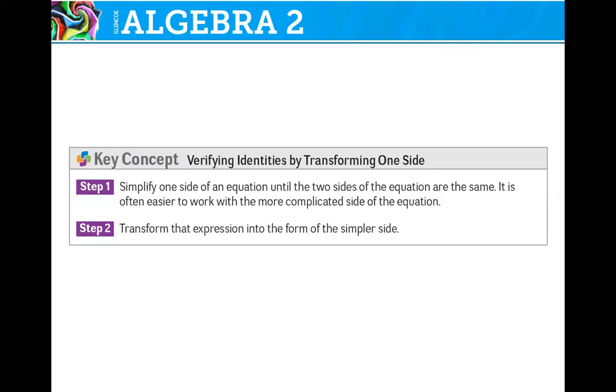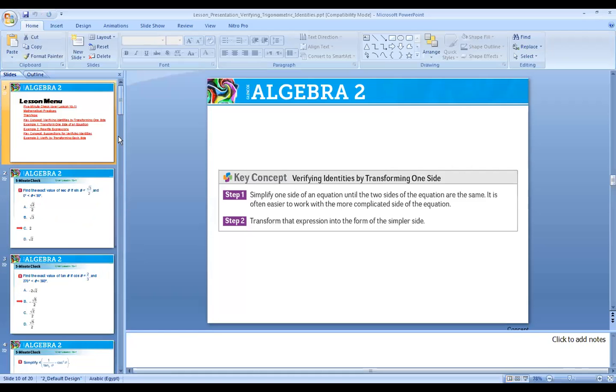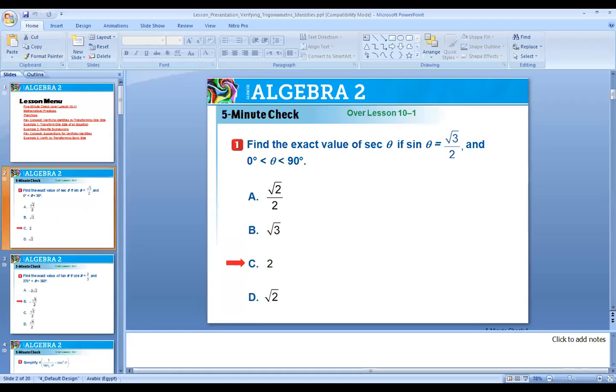Okay. Let's start by a small revision for the previous lesson. Okay, let's start with this example.